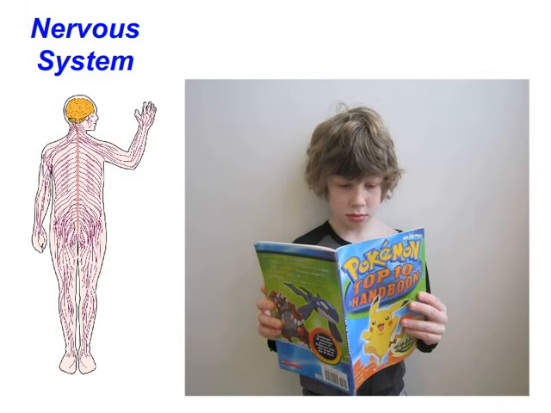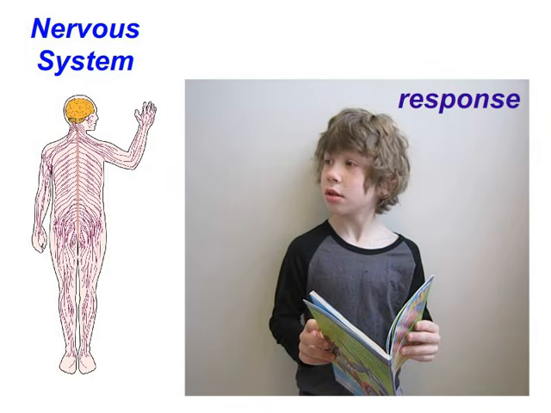Okay, this kid is reading a book. Then he hears the phone ring. That's a stimulus. And when he turns his head, that's the response. A message has been sent from his ear to his brain through his nervous system. So a stimulus is any internal or external change that brings about a response. In this case, the phone ringing was an external change.